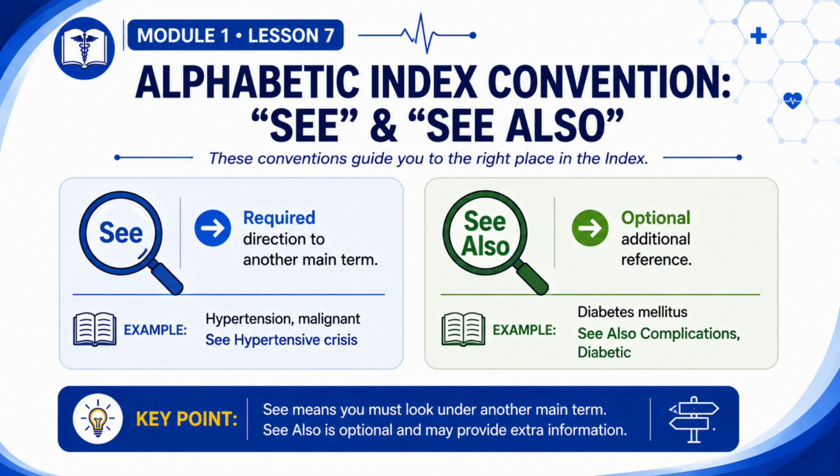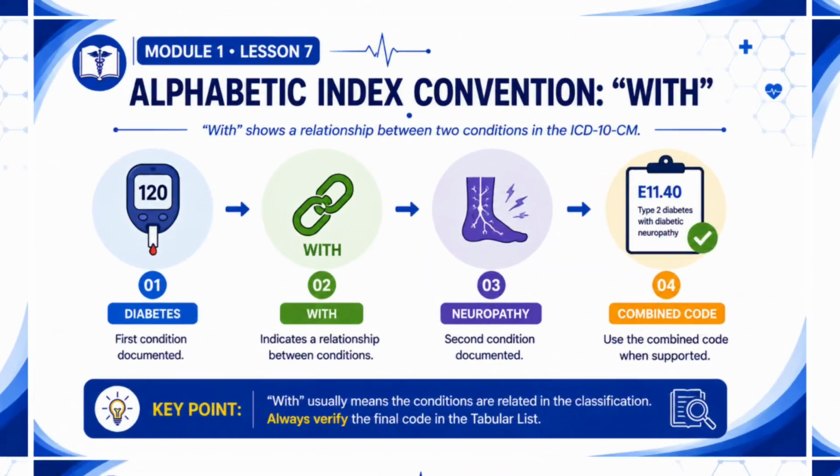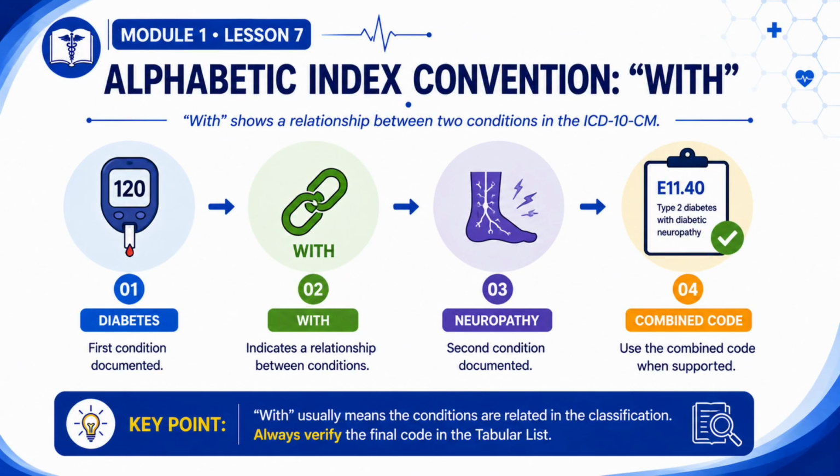The alphabetic index contains helpful instructions that guide your search. A See instruction requires you to look under another main term before selecting a code. A See Also instruction simply suggests another location that may provide additional information if needed. The word with indicates a relationship between two conditions in the ICD-10-CM classification. When both conditions are documented together, the classification often assumes a connection unless the provider clearly documents otherwise. As always, verify the final code in the tabular list.